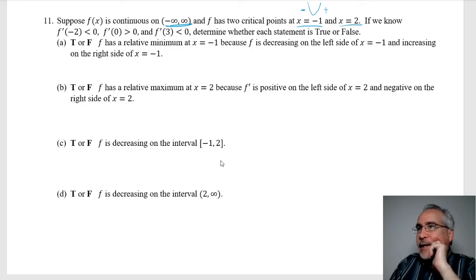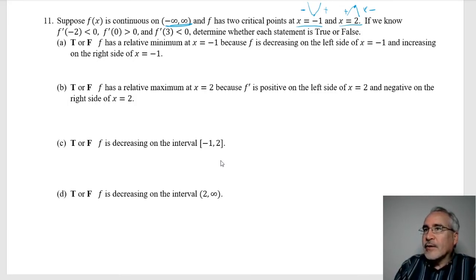And then the derivative at 3 is negative. So for 2, again, we can use this middle point because it's less than 2. We're going from positive to negative, so we're going to have a maximum at 2. Relative minimum at -1, relative maximum at 2. Okay, that's what that's all saying. F has a relative minimum at -1 because F is decreasing on the left side of x equals -1 and increasing on the right side of -1. That is true. F has a relative maximum at x equals 2 because F is positive on the left side and negative on the right side. That is true.